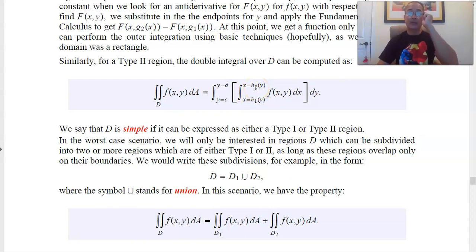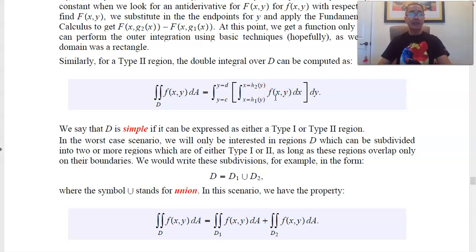So this time when we compute it, we look for an antiderivative. Maybe we should use a different letter, capital G of xy, where the partial derivative of G with respect to x should be this integrand, the same integrand, f of xy. So keeping y constant, we take the derivative of our proposed antiderivative, and we should get our integrand function over here.